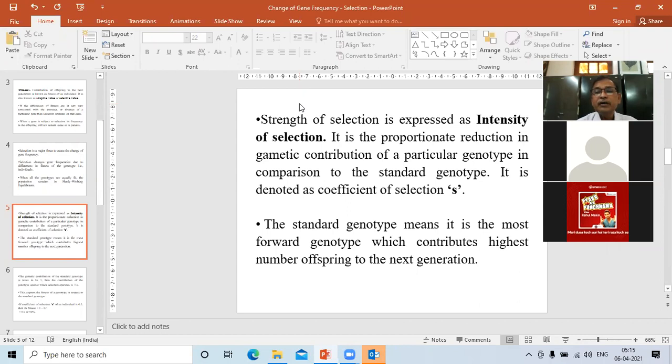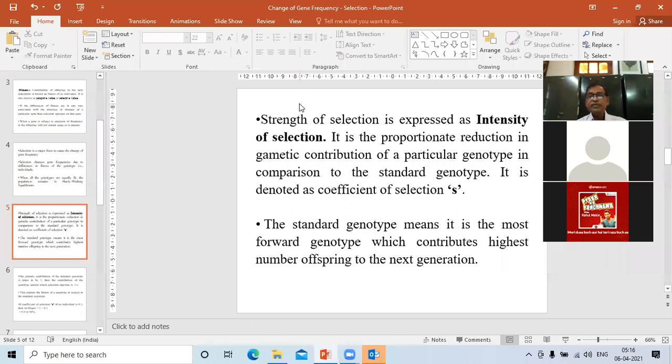In contrast to this term, there is another term known as strength of selection or intensity of selection. What is this? This is the proportional reduction in gametic contribution of a particular genotype in comparison to the standard genotype. That means suppose the standard genotype contributes 100 offspring to the next generation. Then the other genotypes, how many offspring are they contributing to the next generation? That is expressed as the coefficient of selection.